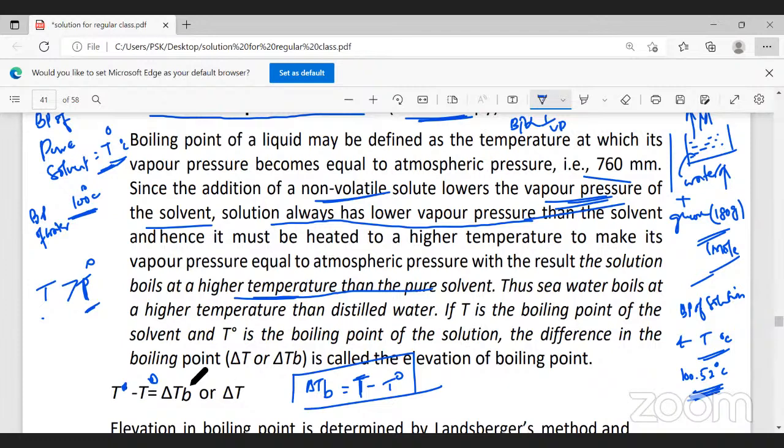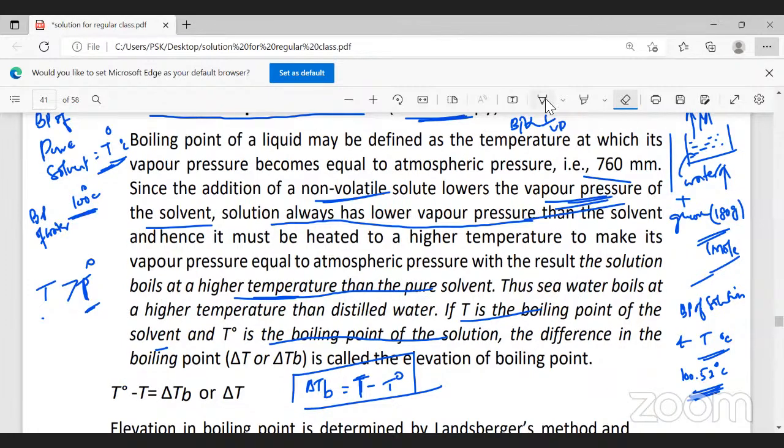If T is the boiling point of a solvent, oh, they have taken the representation like this. Their representation is also right. They have taken T as the boiling point of a pure solvent and T naught as the boiling point of a solution. So this representation is also accepted. But in your 11th and 12th, they represent it this way.